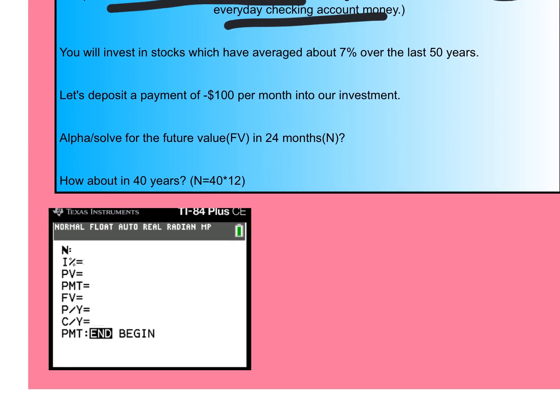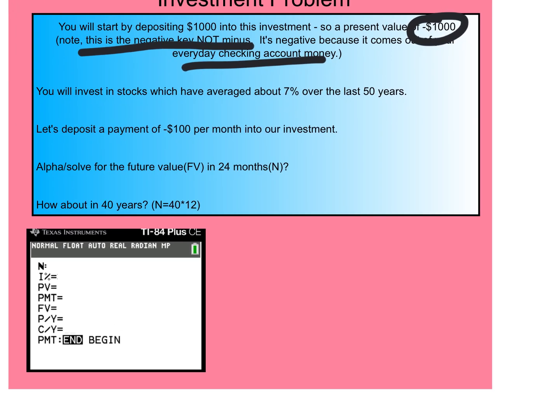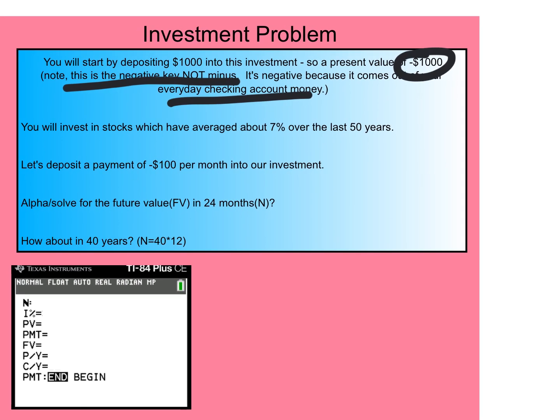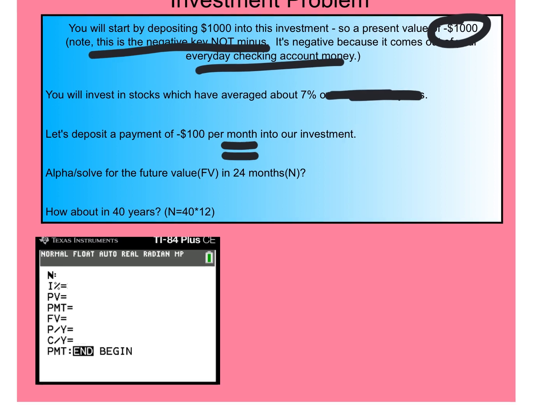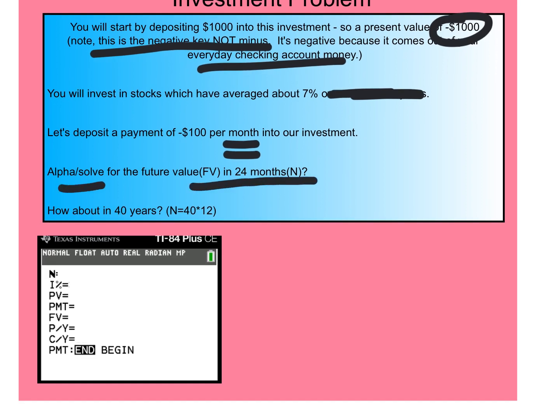All right. So, wait a minute. This is just talking through that last problem. Nope, this is different because it's starting with 1,000. Okay, my bad. So notice here, they want to do, just ignore the 50 years thing. They're saying how they got their 7%. They took the average of stocks over 50 years. So 7% is the interest. This negative 100 is what you're depositing every month. Notice this is monthly. And then alpha solve for the future value in 24 months.